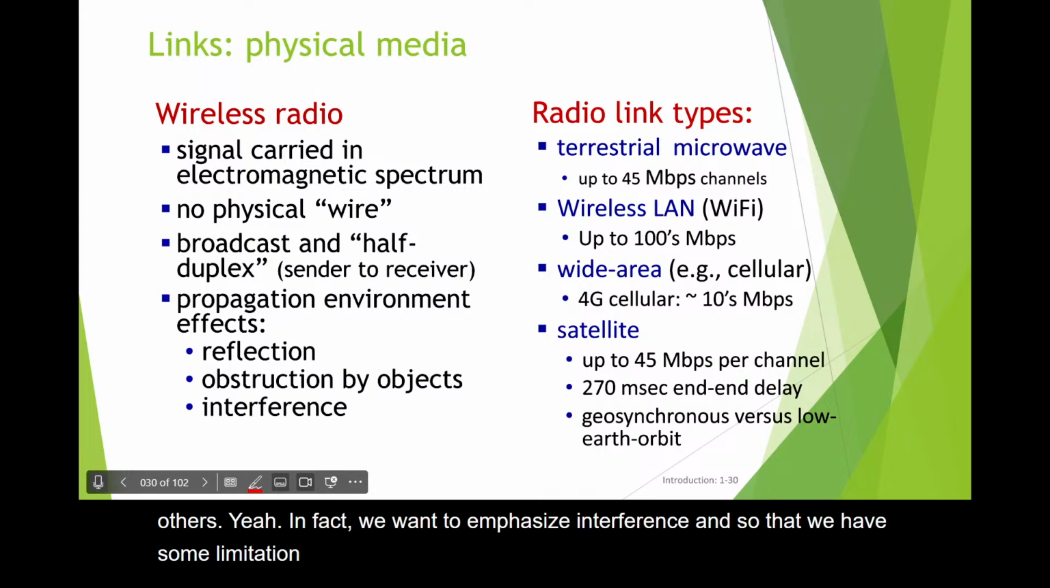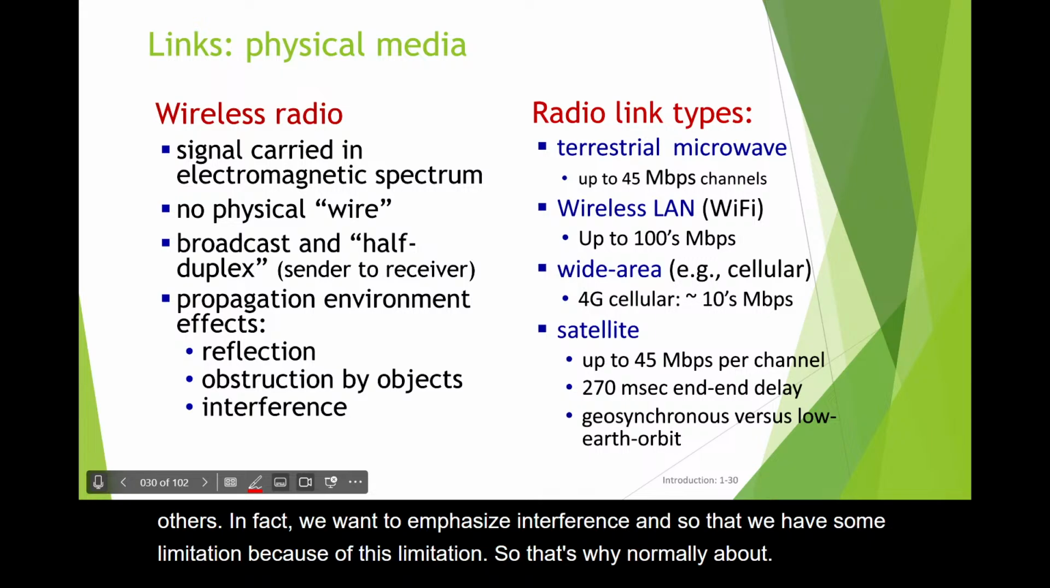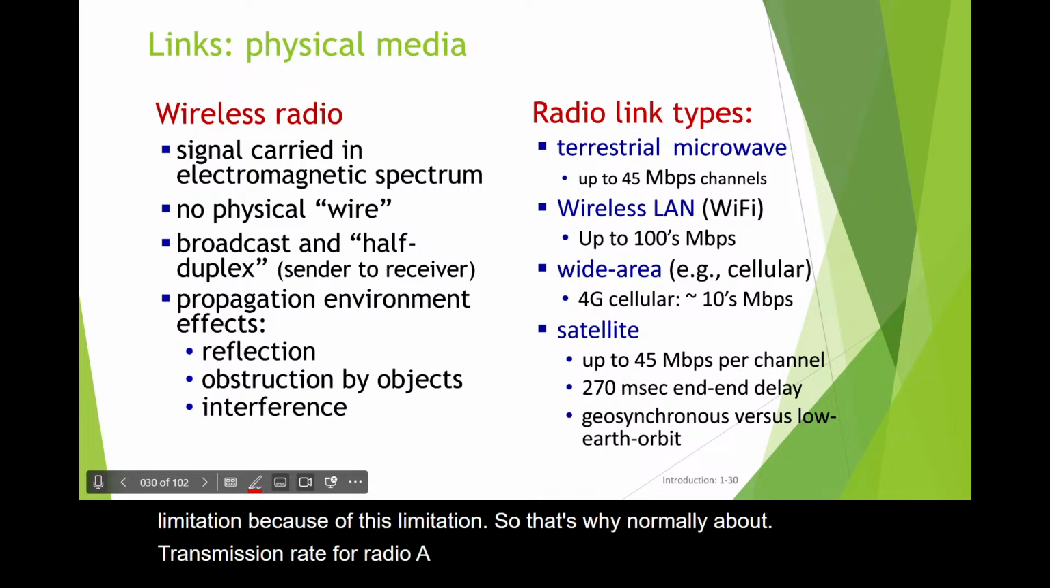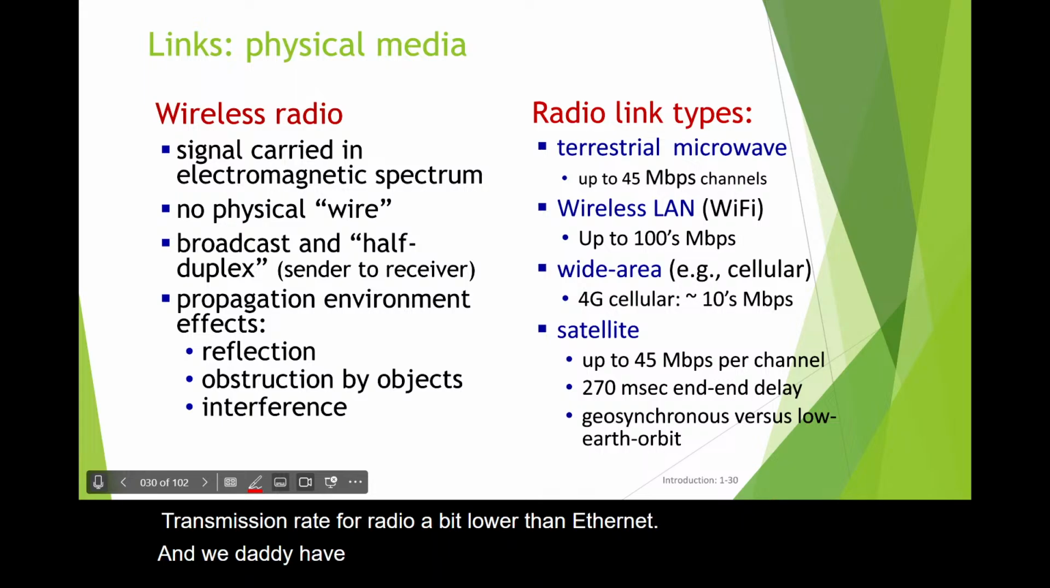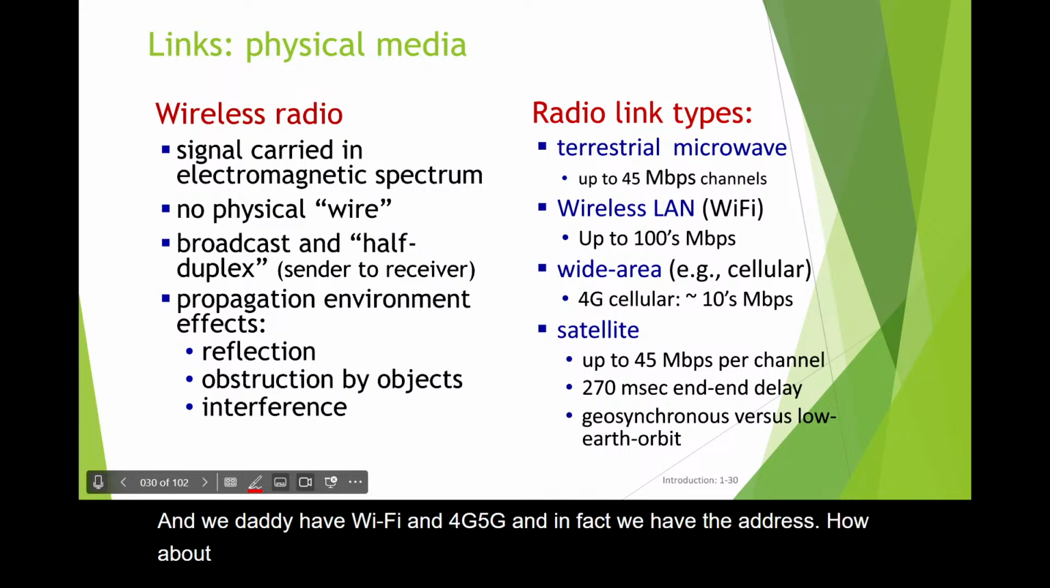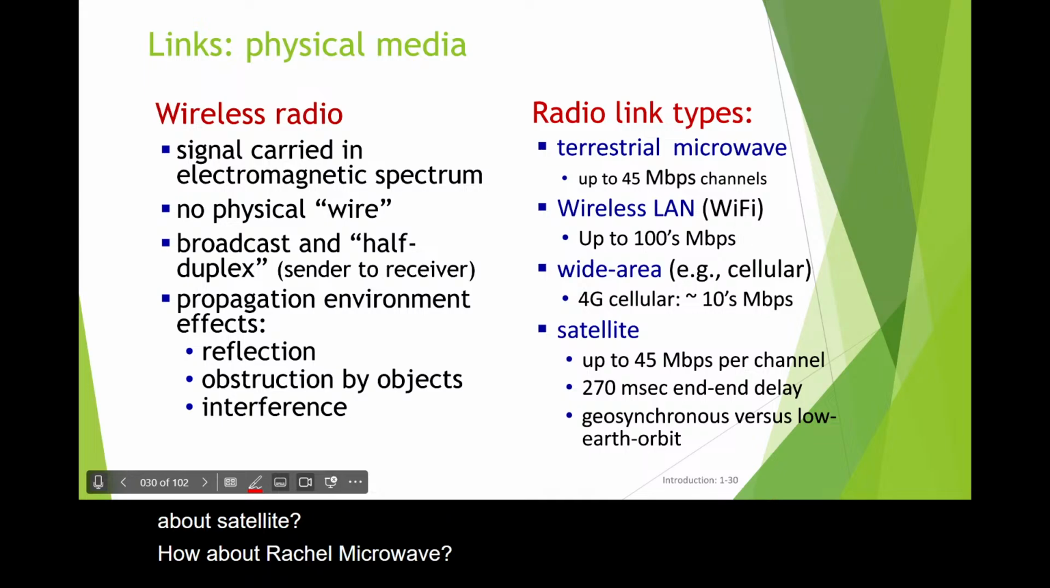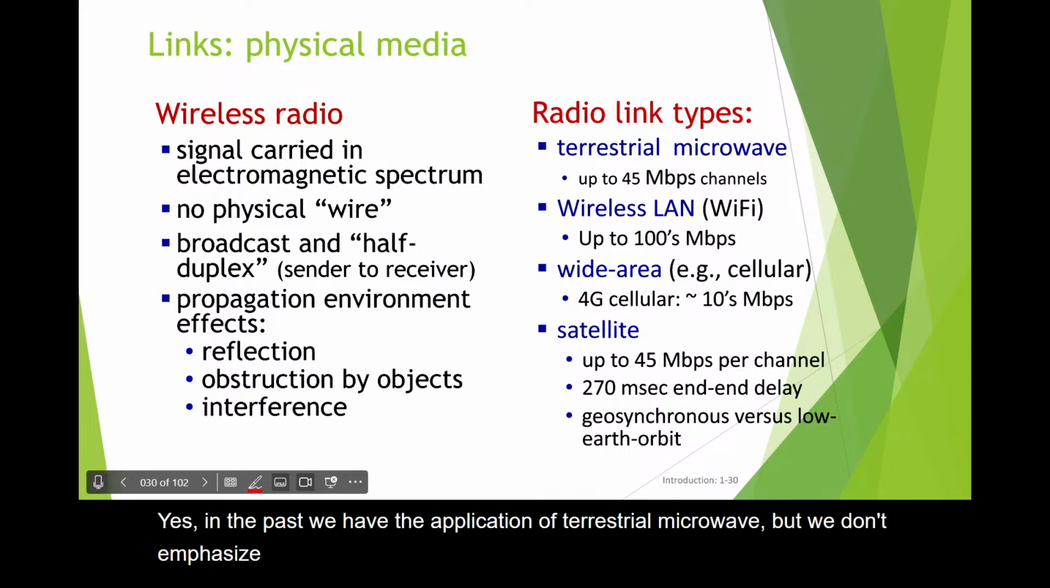Because of this limitation, that's why the transmission rate for radio is normally a bit lower than Ethernet. And we already have Wi-Fi and 4G, 5G, and in fact we have the others. How about satellite? How about terrestrial microwave? Yes, in the past we had applications of terrestrial microwave, but we don't emphasize that one. We simply emphasize Wi-Fi and 5G because these are frequent applications.